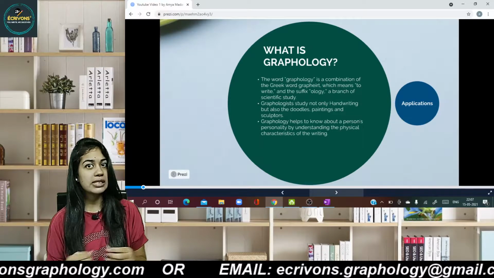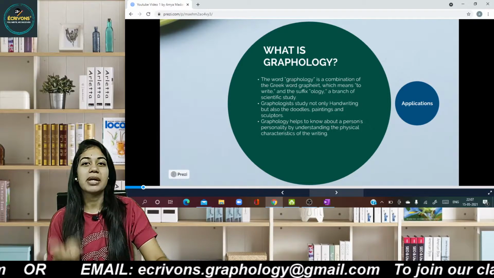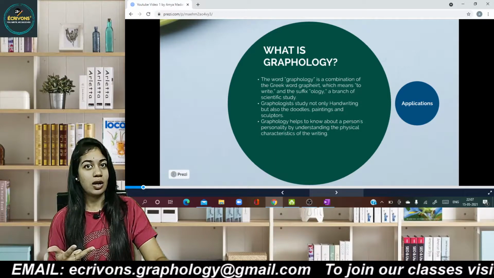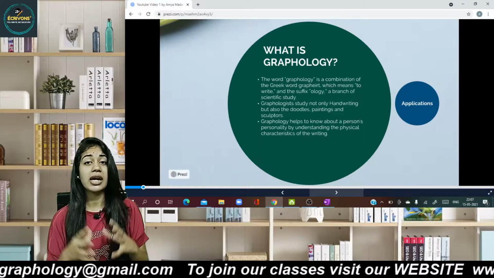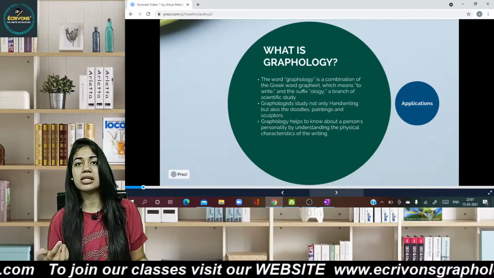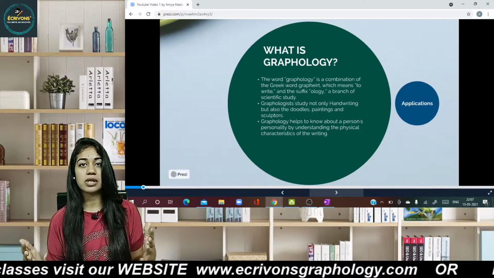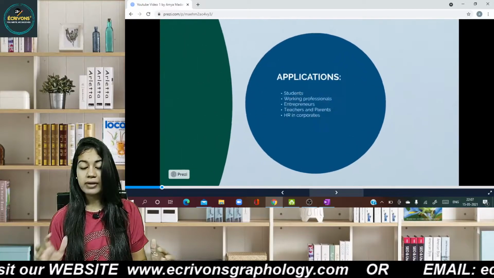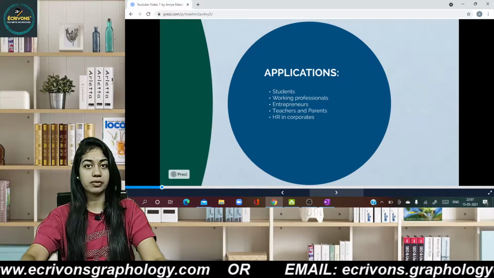Graphologists not only study the handwriting, but they also study the doodles that you make, the paintings and the sculptures, along with your signatures. And this graphology helps to know a lot about a person's personality, their mindset, their emotions, their feelings, and their changing mood as well. So moving further, then we discussed what all are the applications of graphology.